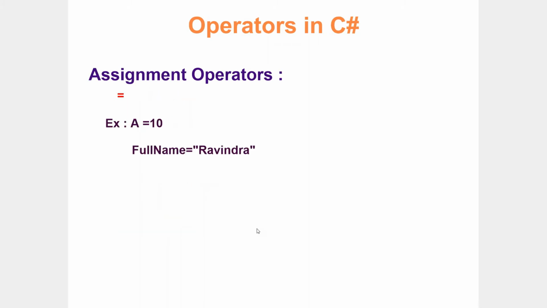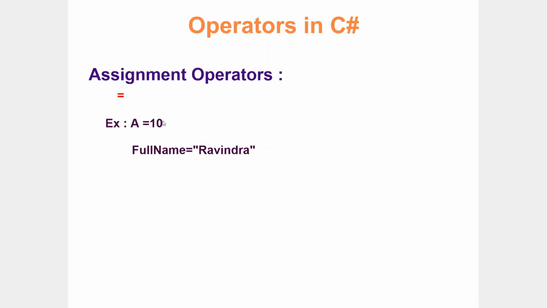Next, assignment operators. Coming to the assignment operator category, we have only one operator available under this category, that is equal to. Whenever you want to assign a value to any variable, whenever you want to store something into any variable, then your assignment operator will come into the picture. Using the assignment operator, you can assign a value to any variable.